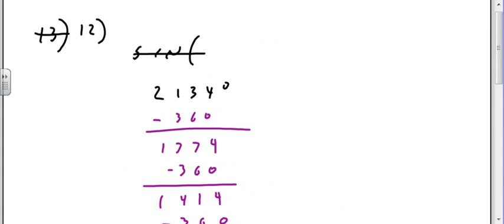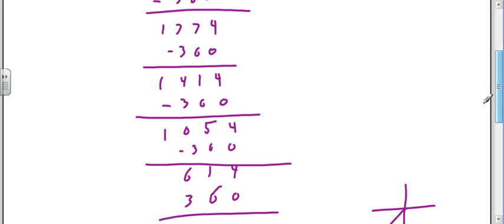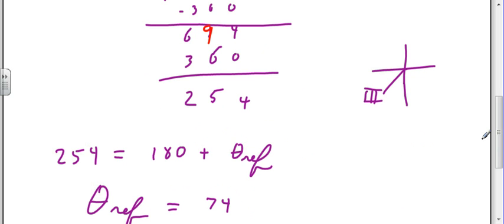Luckily we have red to correct our mistake. So 2, 1, 3, 4 minus 360 equals 774. Got that one right. Minus 360, 1414. Got that one right. Minus 360, 1040. Got that one right. 614 is 694. Minus 694. Yes, I agree. 694 minus 360. So it should be 334, which is a fourth quadrant answer.